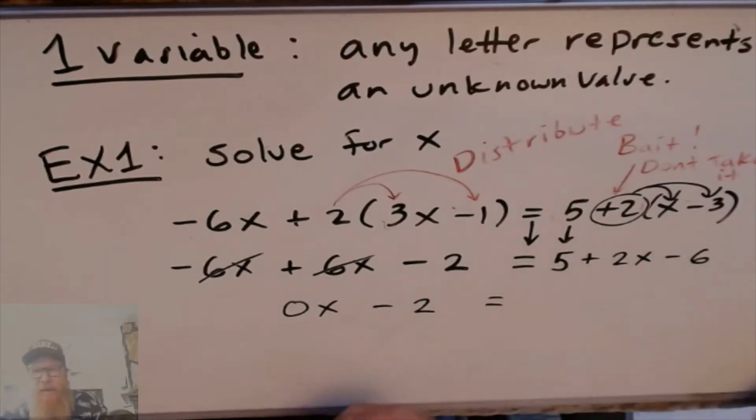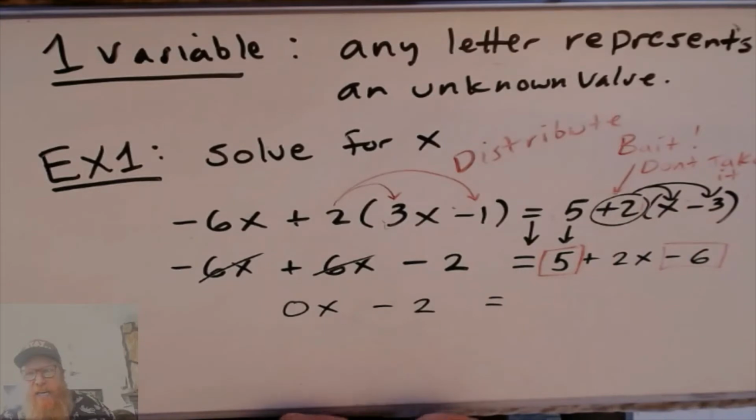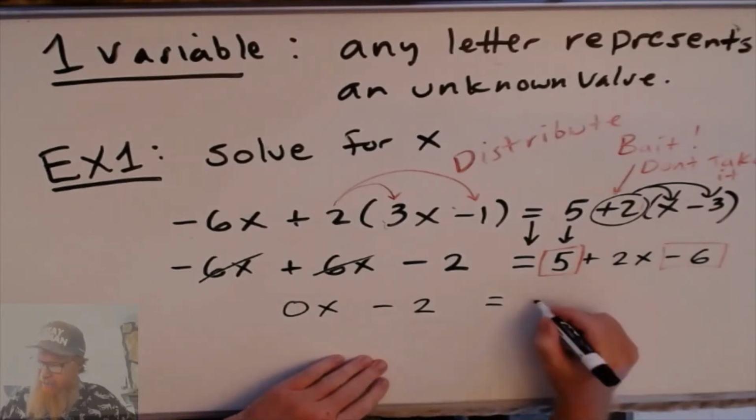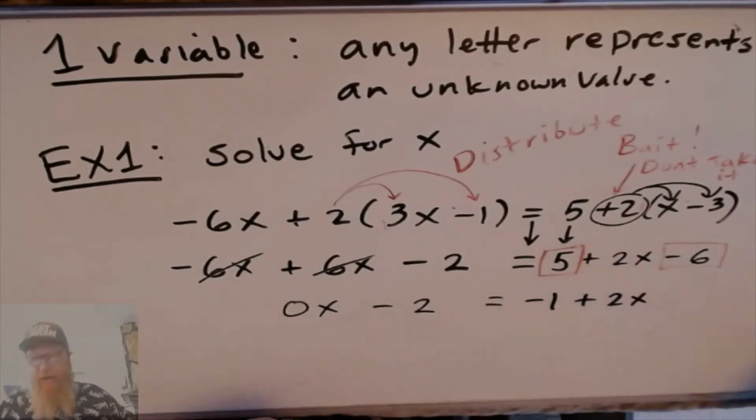On this side, we're going to combine the 5 and the negative 6. Those are your like terms. 5 and negative 6 is negative 1. And then bring down the 2x.